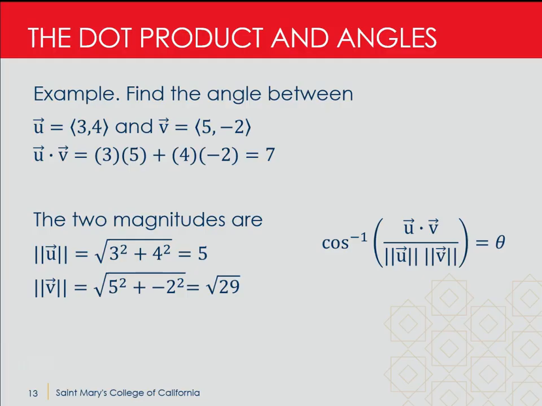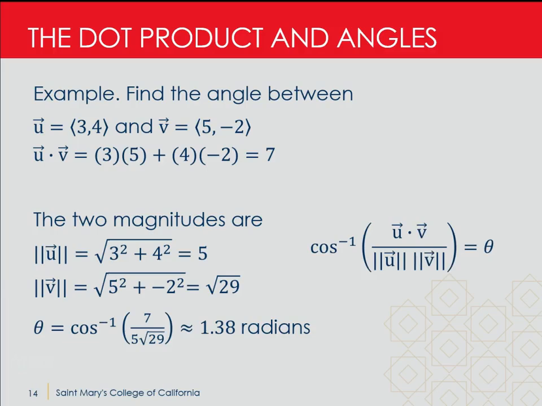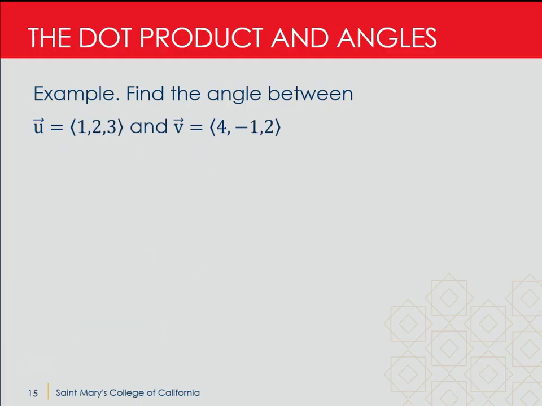And say those are all the pieces we need to now throw in that formula we have on the right hand side. We have the 7, the 5, the root 29. So we take the arc cosine of that 7 divided by 5 times root 29, and we get about 1.38 radians. Okay, we should probably get the angle in radians. Of course, you can find it in degrees, but radians we should be using in calculus. Okay, so that's how we find the angle between two 2D vectors.